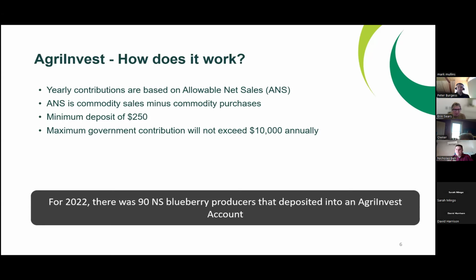I tried to run a report. Unfortunately, I wasn't able to get it for 2023, but for 2022, there were 90 Nova Scotia blueberry producers that had an AgriInvest account and did a deposit. I think Peter in previous conversations said there are around 600 blueberry producers, so that number is quite low. I just want to really emphasize this program for people who aren't enrolled. There is no annual fee, and it's easy government money.